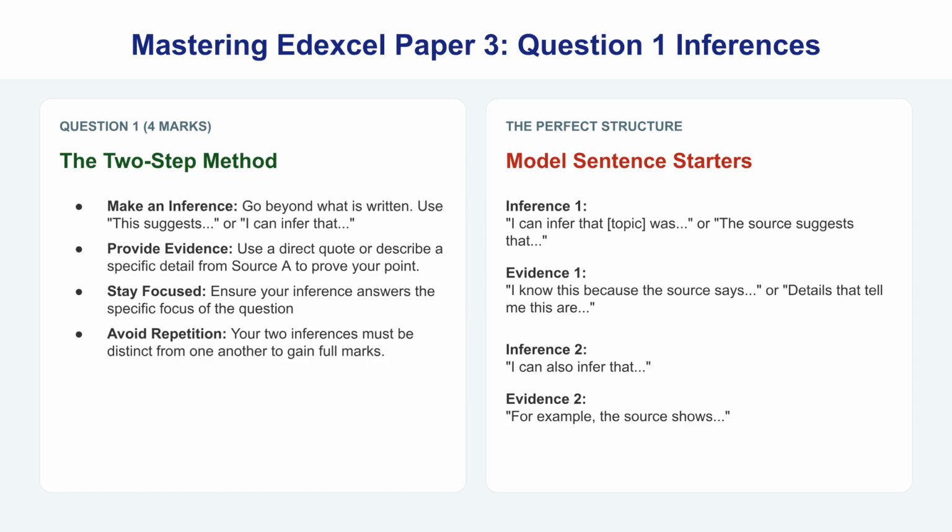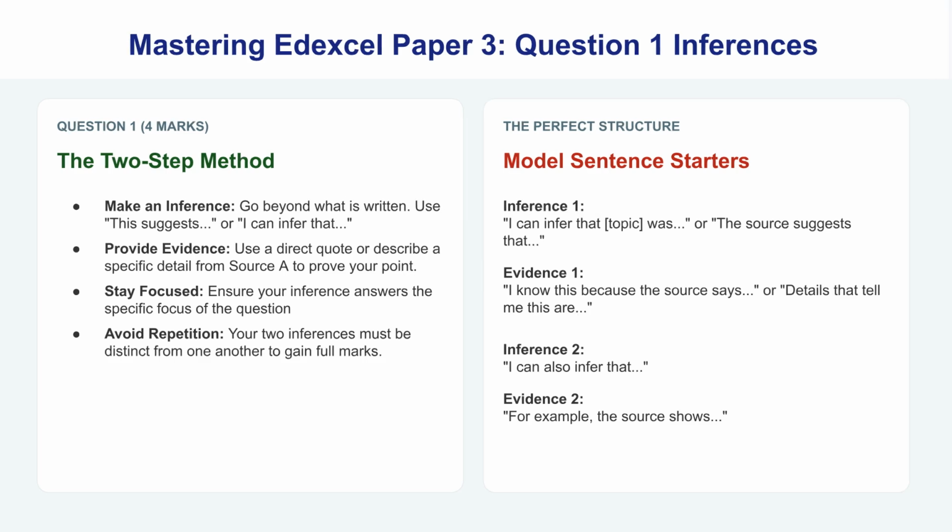The inference question is question 1, and you are given a source that you need to make inferences from. This could be an image or a written source, and you effectively need to make a comment on what you can learn from the source and then give the quote or detail that supports your comment.